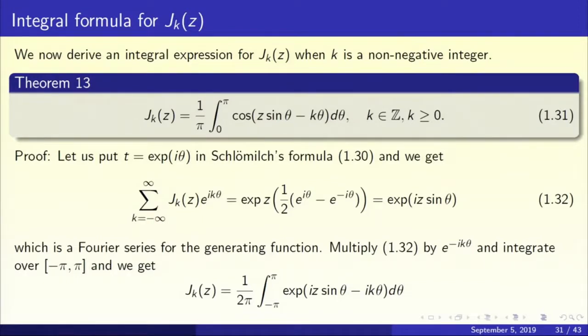Now we must write the exponential in terms of cosine and sine. Exponential of iz sine theta minus ik theta, what is that going to be? It is going to be cos of z sine theta minus k theta plus i times sine of z sine theta minus k theta. Now let us look at this sine of z sine theta minus k theta. What do you know about this function?